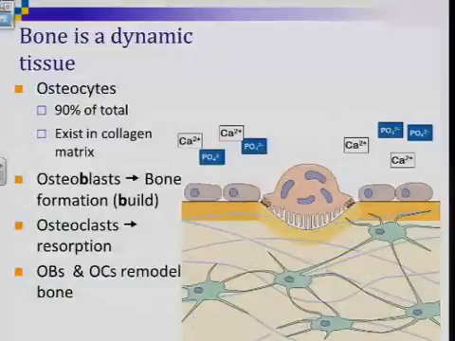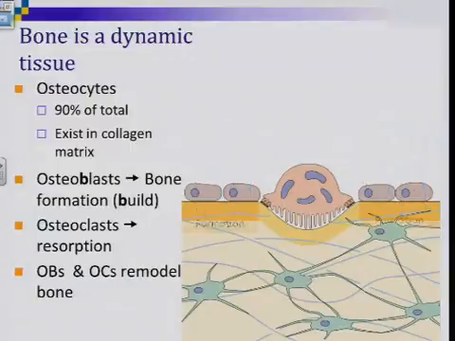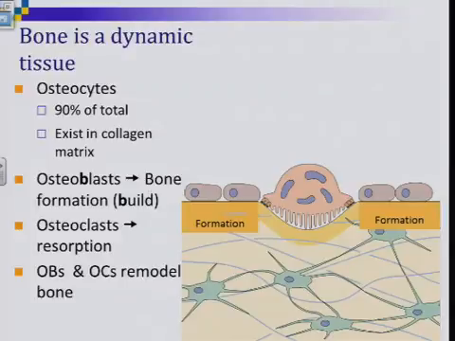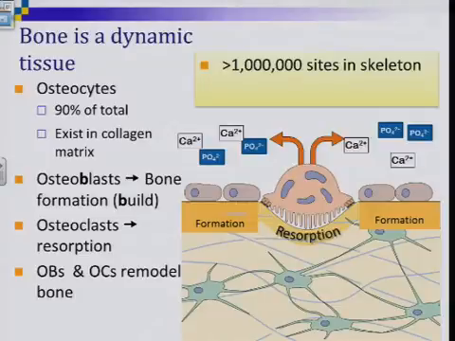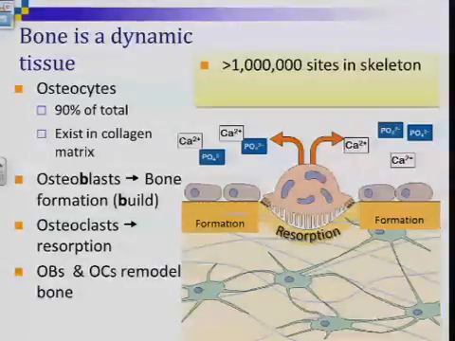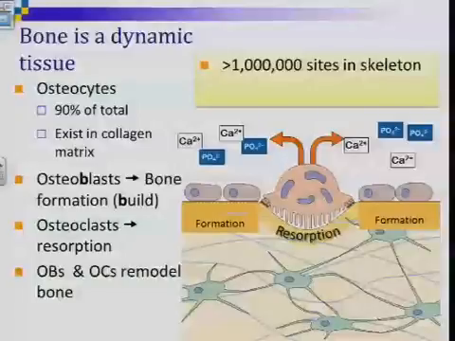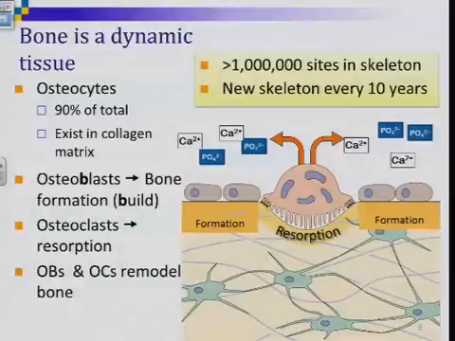And they do this by taking calcium and phosphate from the extracellular fluid. The osteoblasts put them into the bone to cause formation, and it's the osteoclast that dissolves that mineral to resorb it back out into the extracellular fluid. These little colonies, there's more than 1 million of them around an average adult skeleton. And they're active enough so that on average, we'll all get a brand new skeleton every 10 years.